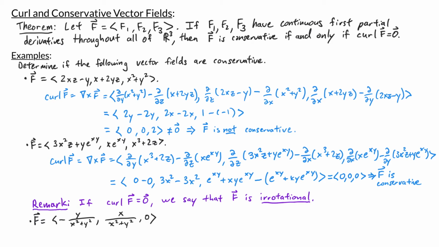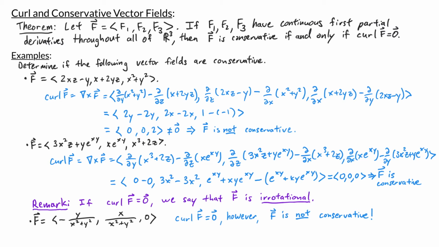Here, F is the vector field negative y over x squared plus y squared, x over x squared plus y squared, and 0. Now I won't go through the details of the calculations, but you will find that the curl of F is 0. However, this particular vector field is not conservative.